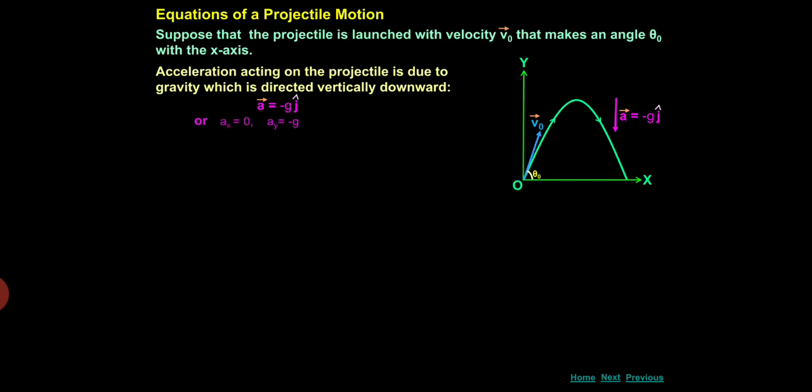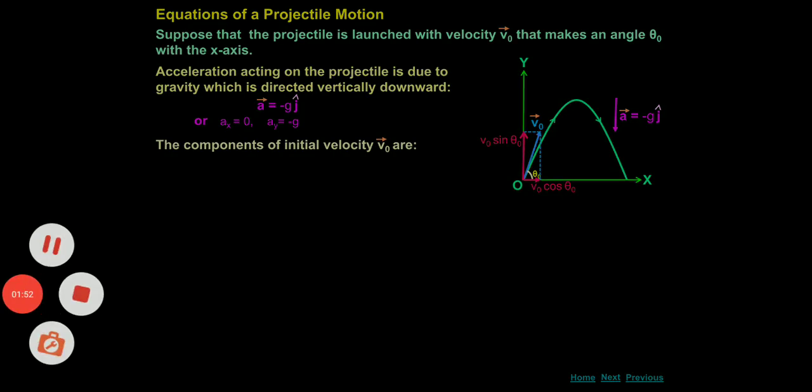Along the horizontal axis, the x-axis, there is no gravity, as there is no value of g along the x-axis, so acceleration along the x-axis will be taken as 0, while along the y-axis it is considered as minus g. The component of initial velocity v0 along the x-axis can be written as v0 cos theta naught, while along the y-axis it will be taken as v0 sin theta naught.